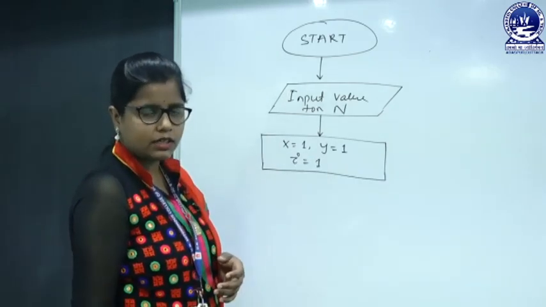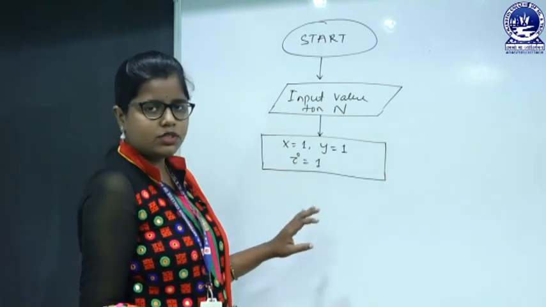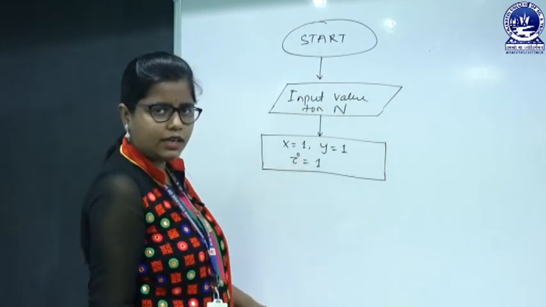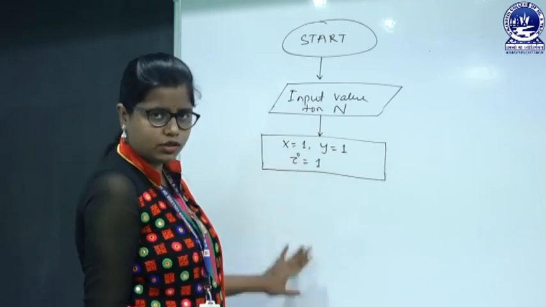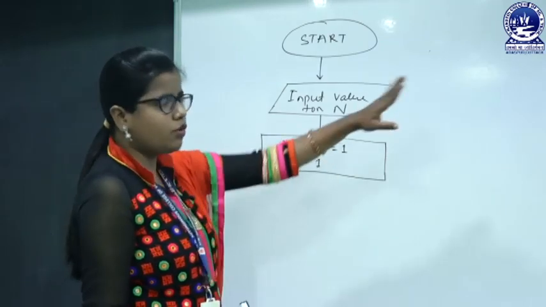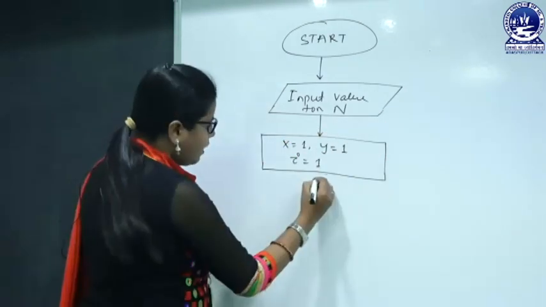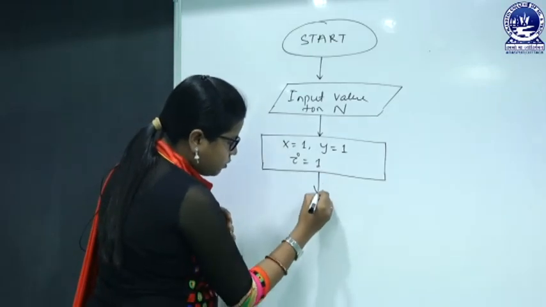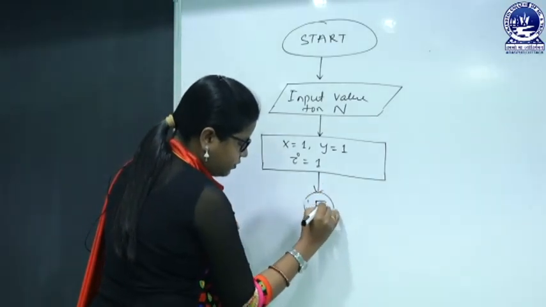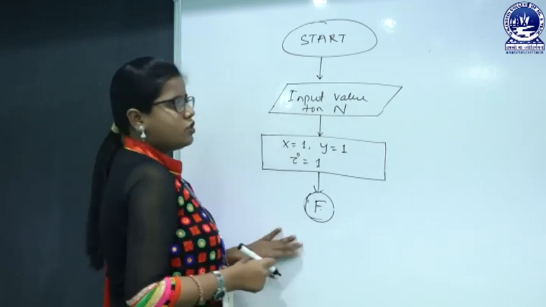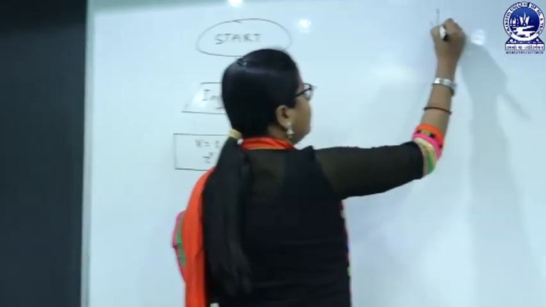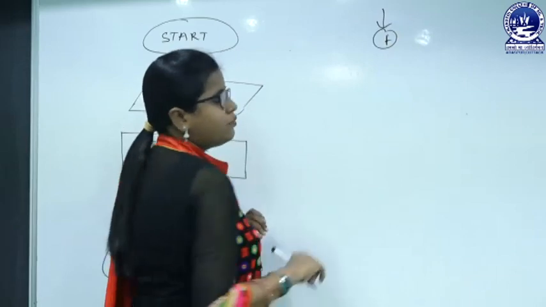For that checking condition, I am using a connector here because we cannot cover the whole flow chart in this column. So we need to go there. Here I am taking another connector, suppose that is F. Okay, so next, start the connector here. So what is that? F.